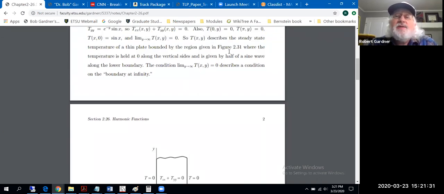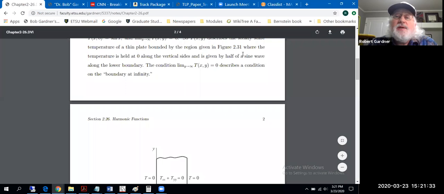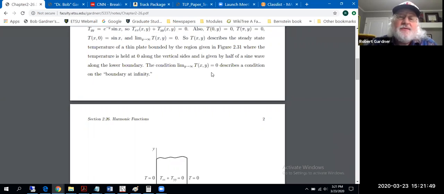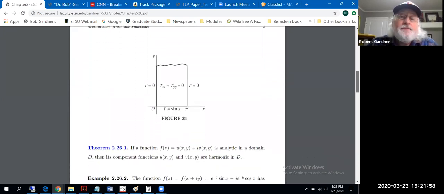So what we've got is a temperature distribution. The temperature is held at 0 along the vertical sides. It's determined by half a sine wave on the lower boundary, and then we have this limiting behavior. Such a thing is called a boundary at infinity. Of course, there is no boundary at infinity because there is no "at infinity," but that's verbiage that's common, and it indicates some type of limiting behavior.